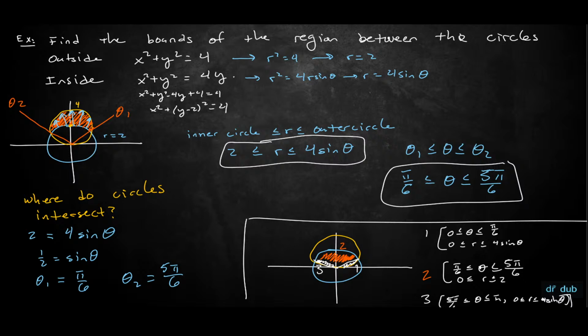You have to say, okay, R is going from 0 to the orange circle for angles between 0 and pi over 6. But then for angles between pi over 6 and 5 pi over 6, R is going from 0 to 2. And then from angle 5 pi over 6 to pi, R is going from 0 to the orange circle again. So it's basically 0 to orange for the first little bit, and then from 0 to blue for the middle, and then from 0 to orange again for the last bit. And that's how you would get that small little sliver.